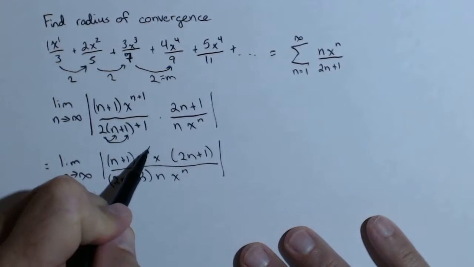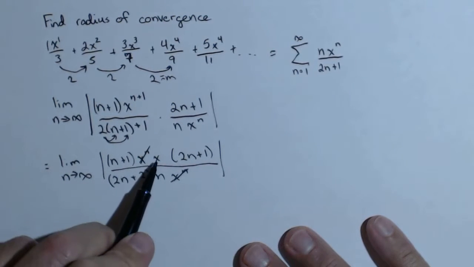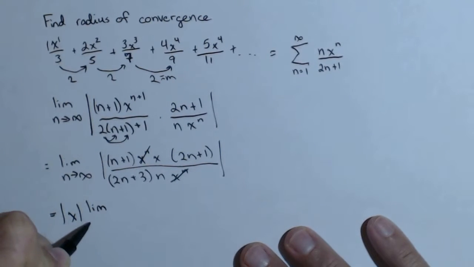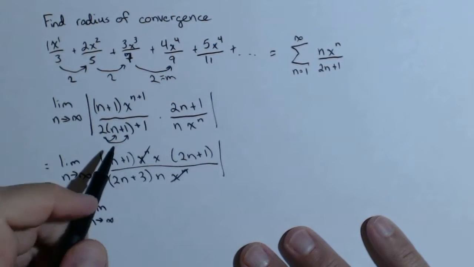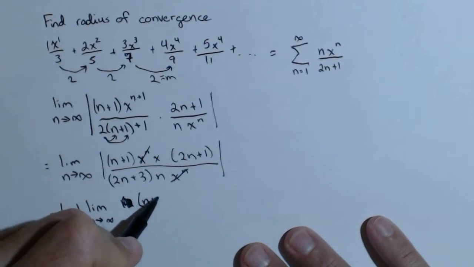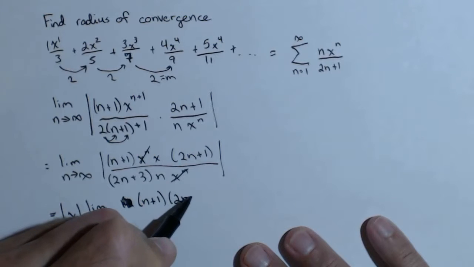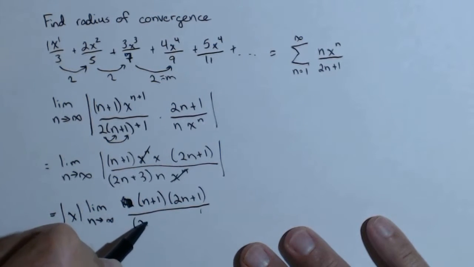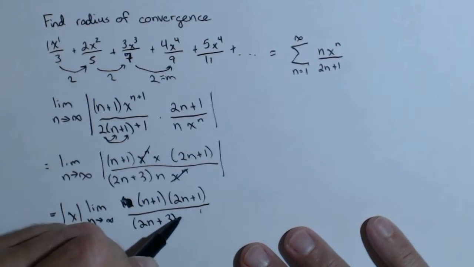Now, as is common in these, the x to the n's will cancel out. And now this no longer depends on n, so I like pulling it out of the limit. You don't have to do that, but I think it makes it easier for me to focus on the limit. Now, in the numerator, I got n plus 1 times 2n plus 1. And in the denominator, I have 2n plus 3 times n.